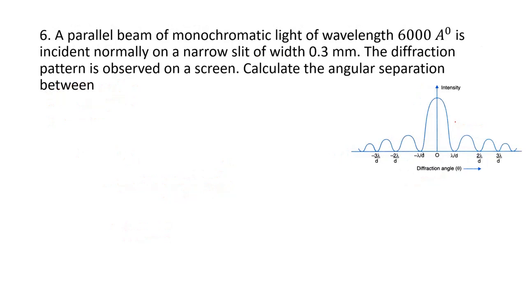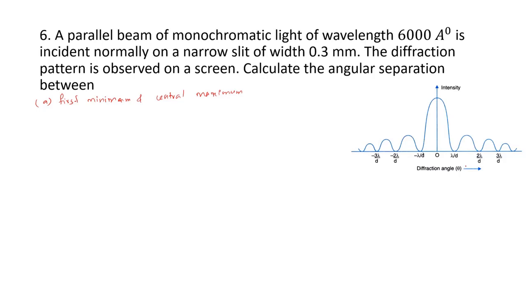Next question. A parallel beam of monochromatic light of wavelength 6000 angstrom is incident normally on a narrow slit of width 0.3 millimeter. The diffraction pattern is observed on a screen. Calculate the angular separation between the first minimum and central maxima. You need to find the angular separation, so you need to find the theta. This is just the theta.